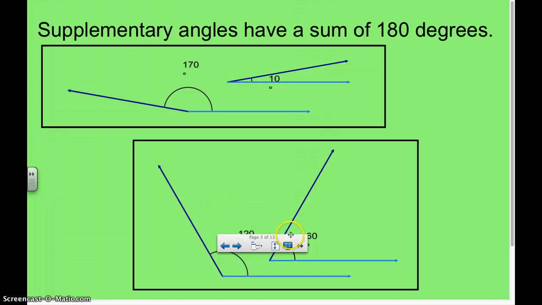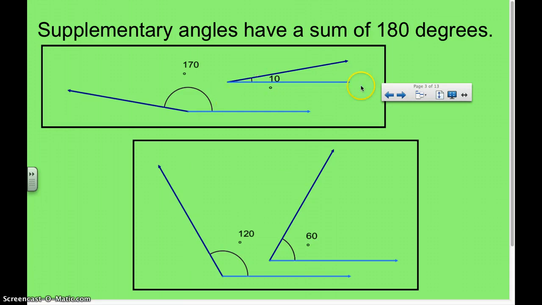Supplementary angles have a sum of 180 degrees. So that means that they equal a flat line. So 170 plus this 10 would equal 180, and 120 plus 60 is going to give you 180. So that's supplementary angles. They equal 180.